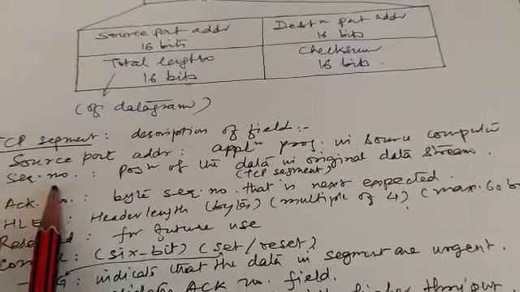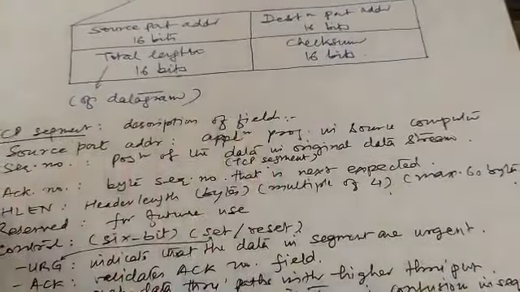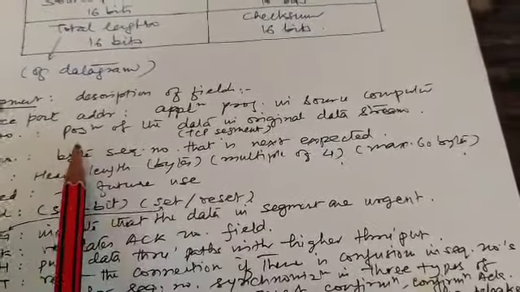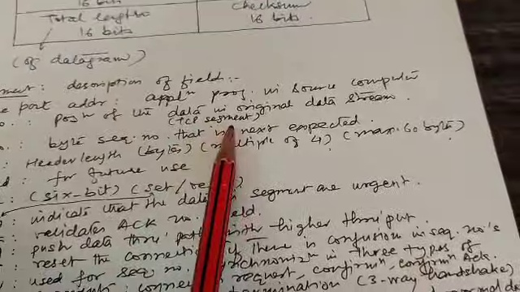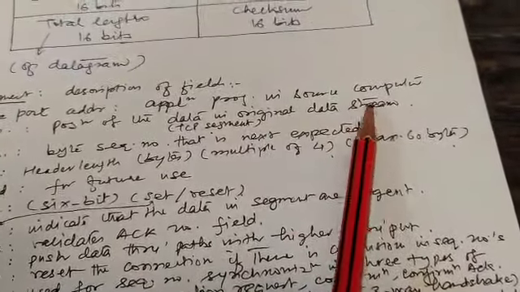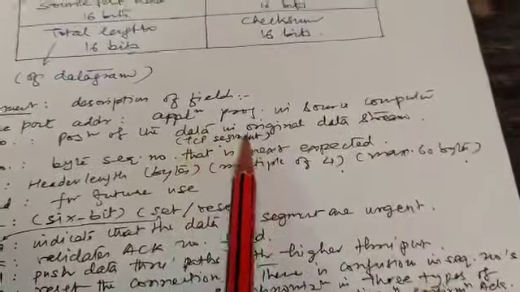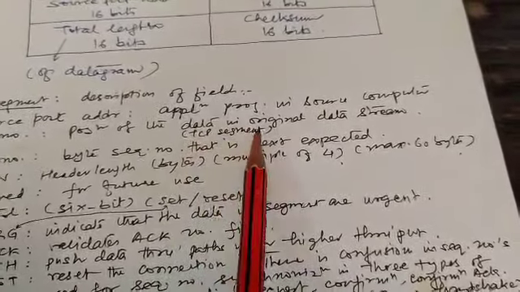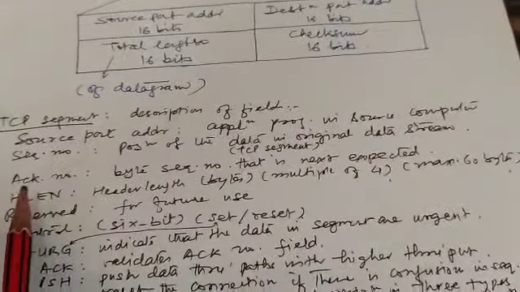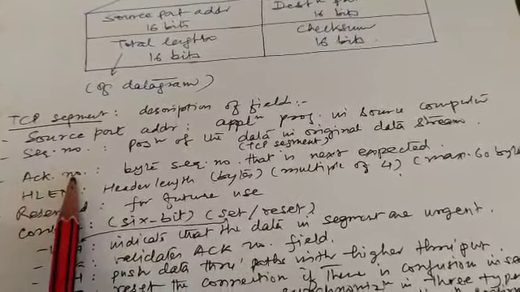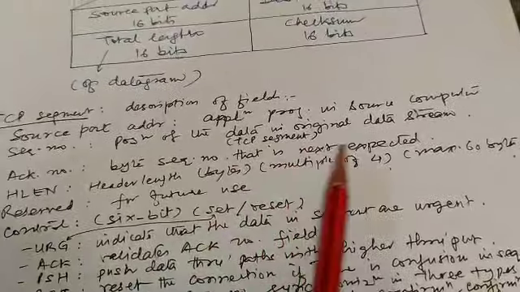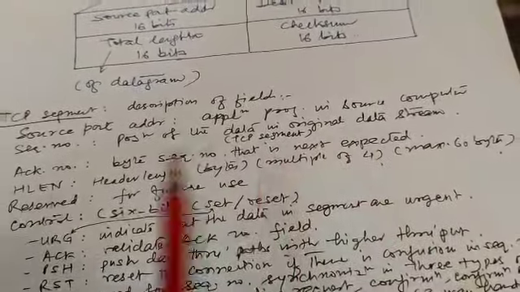Then we can see the next one, sequence number. Similarly, you will have the destination port address also, followed by the sequence number. Sequence number is the position of the data or the TCP segment in the original data stream. Your whole original data stream is divided into a number of TCP segments, so what is the sequence number of that TCP segment is mentioned over here. Then we have the acknowledgement number, ACK number for acknowledgement number, which means the byte sequence number that is next expected, next byte sequence number.